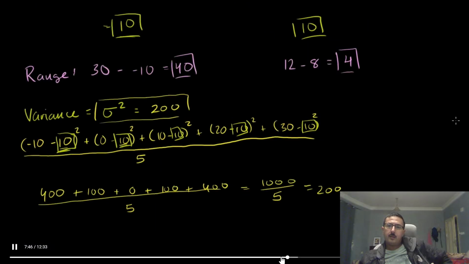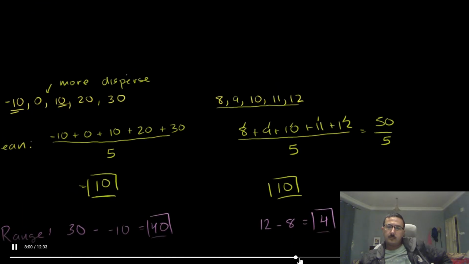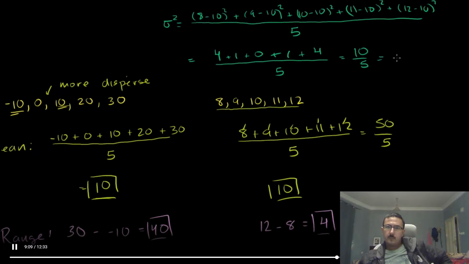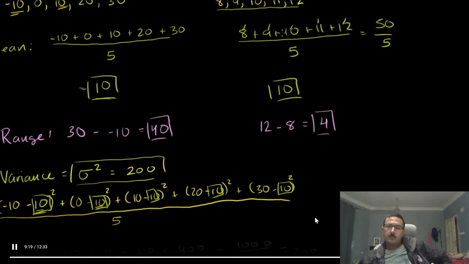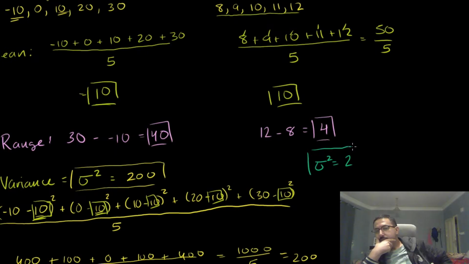And let's compare it to this data set over here. 8 minus 10 is negative 2, squared is 4, and so on. The sum is 10. So the variance here, let me make sure I got that right. Yes, we have 10 over 5, which is equal to 2. So the variance of this less dispersed data set is a lot smaller. The variance of this data set right here is only 2. So that gives you a sense. That tells you, look, this is definitely a less dispersed data set than that one there.